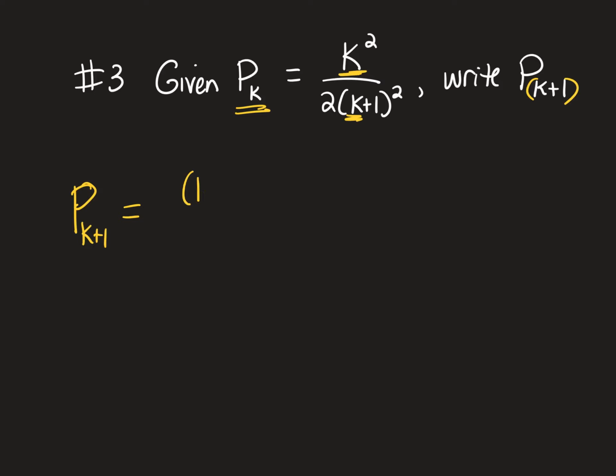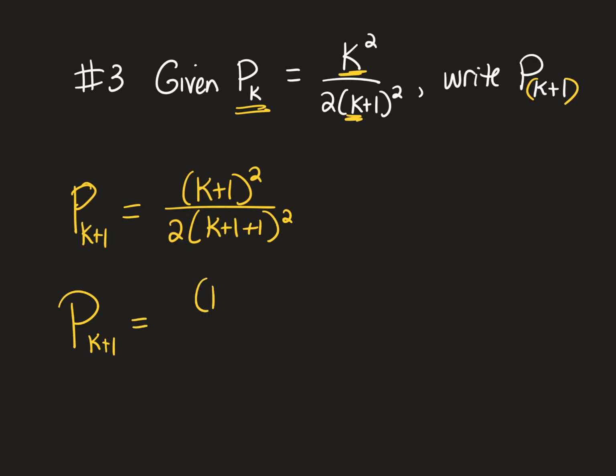So I would have k plus 1 squared in the numerator over 2 times k plus 1, right? That's what this k is, and then plus 1 again, squared. And then again, just a matter of simplifying this. So we have k plus 1 squared over 2 times, well, we know 1 plus 1 is 2. So that's our answer.